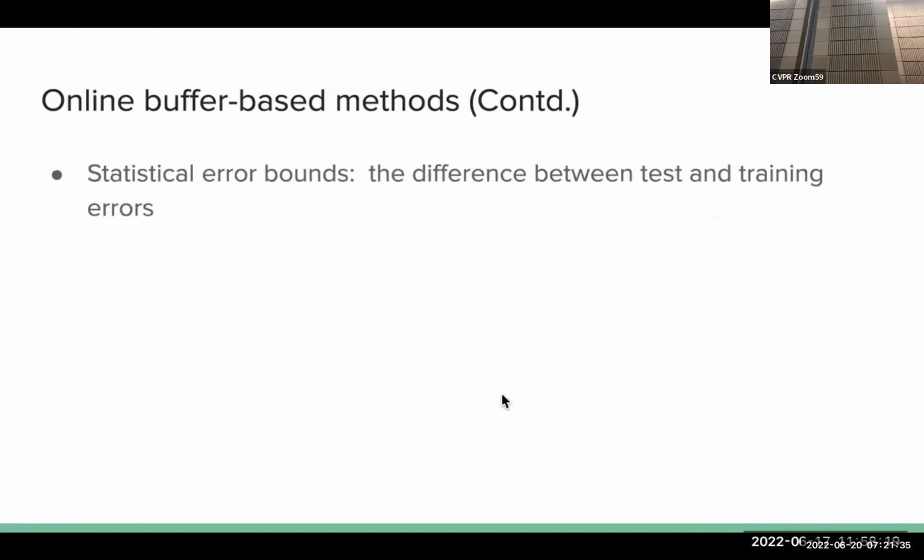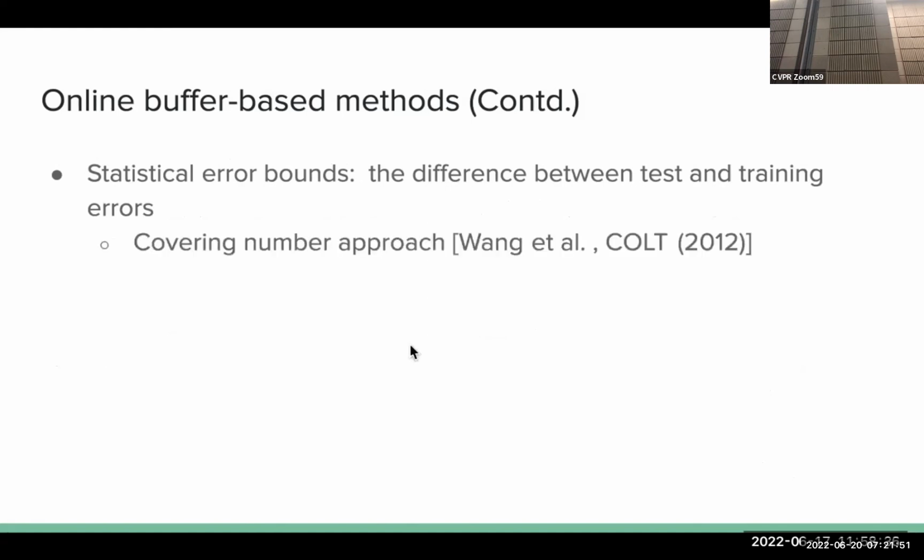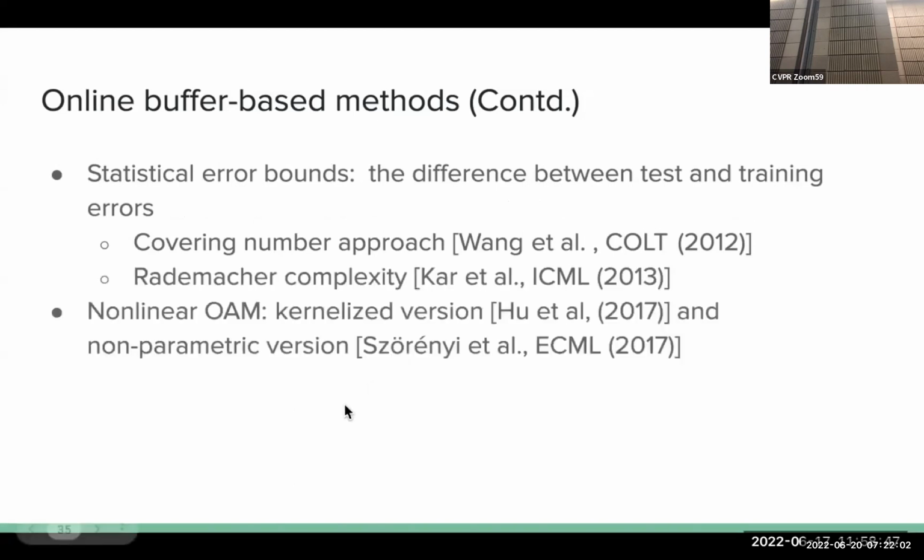For this type of algorithm, statistical bounds are also studied in the literature. Statistical error just measures the difference between the performance on test data and training data. Various approaches are studied in the literature, including covering number techniques and Rademacher complexity. And also online AUC maximization is extended into a kernelized version. For example, in Wu's paper, it was extended into a kernel method.